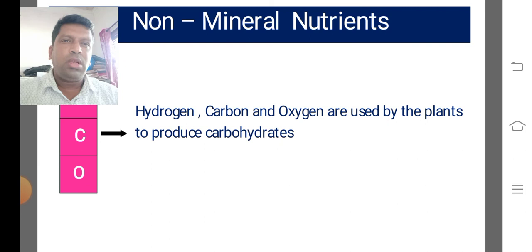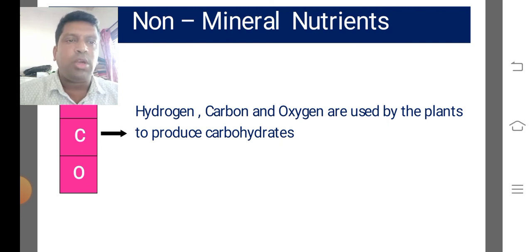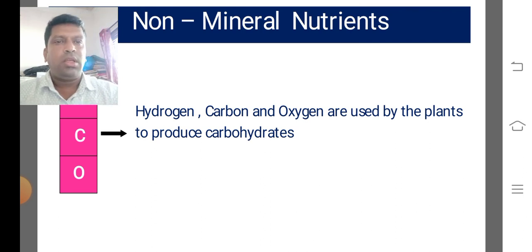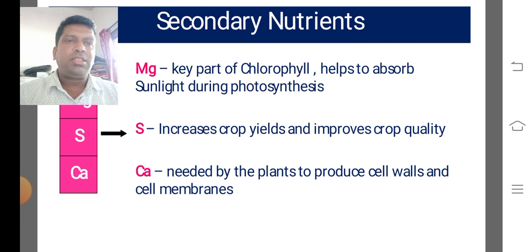Now let us learn about non-mineral nutrients: hydrogen, carbon and oxygen. These three are absorbed by the plants from the atmosphere or from the water directly during the process of photosynthesis, and these non-mineral nutrients, hydrogen, carbon and oxygen, are converted into carbohydrates. The next is secondary nutrients, which includes magnesium, sulfur and calcium.